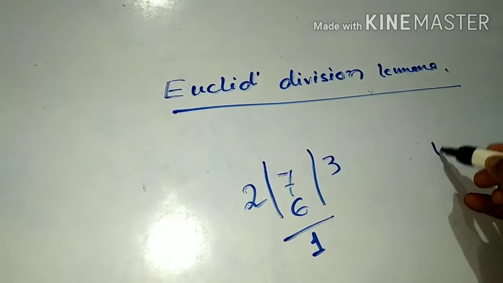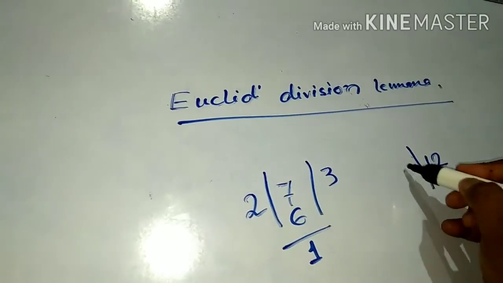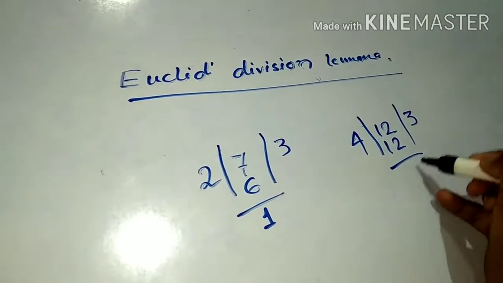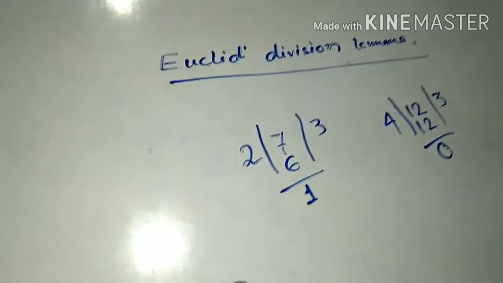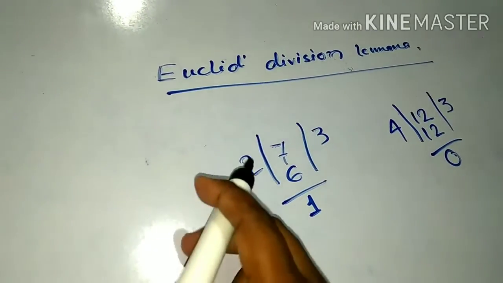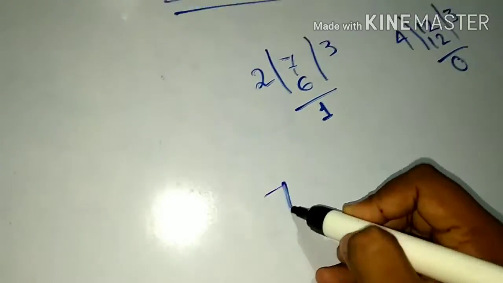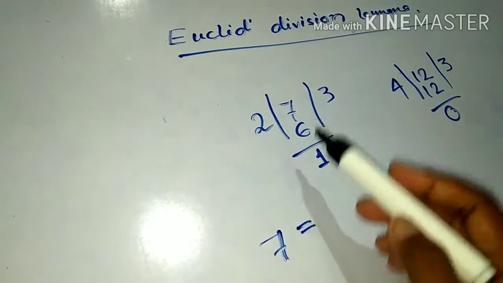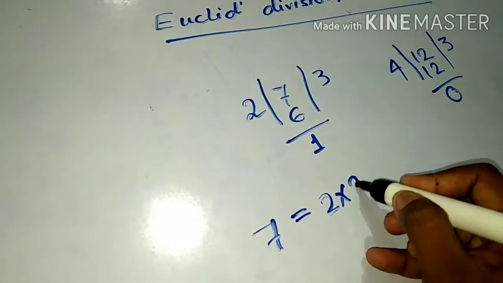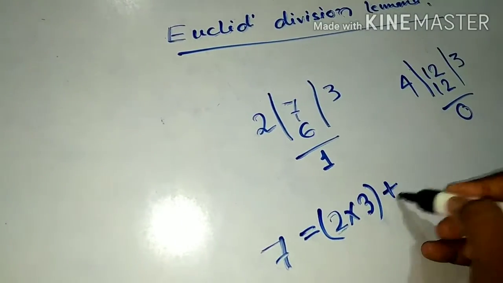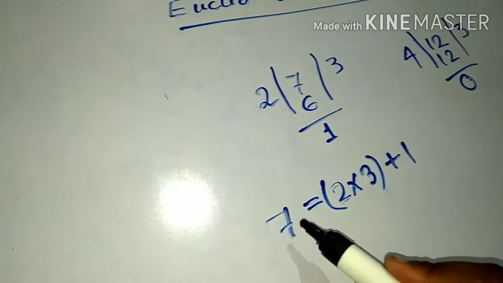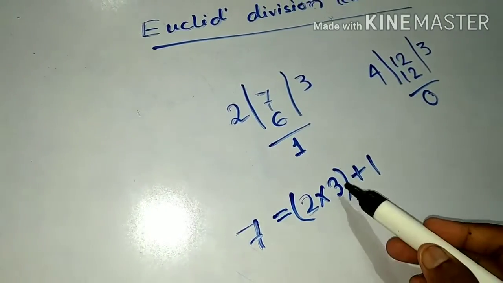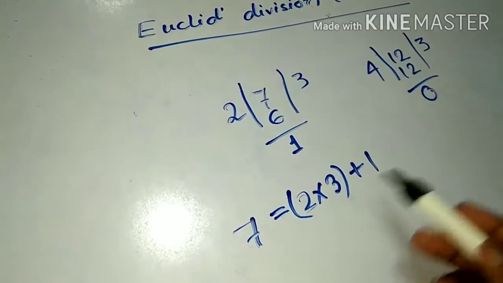Okay, let's solve another one. Suppose we are dividing 12 by 4. 4 3s are 12, remainder is 0. From this we can write one thing. This 7, the dividend, can be written as 7 is equal to 2 into 3 plus 1. 2 into 3 is 6, 6 plus 1 is 7, so 7 equals 7.